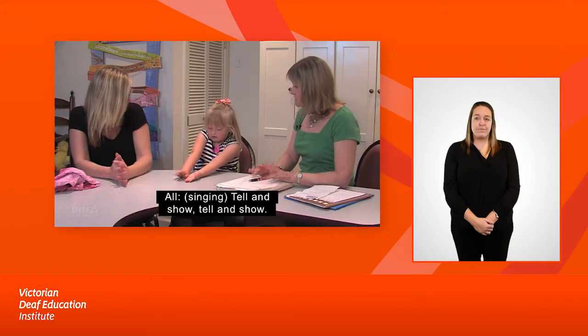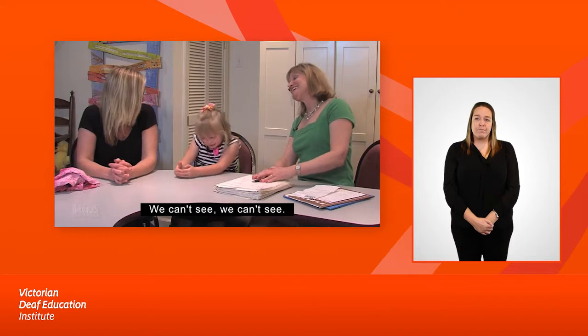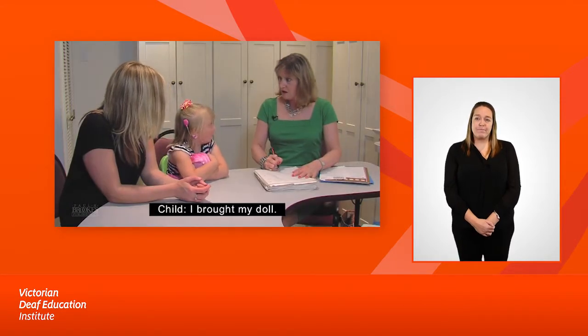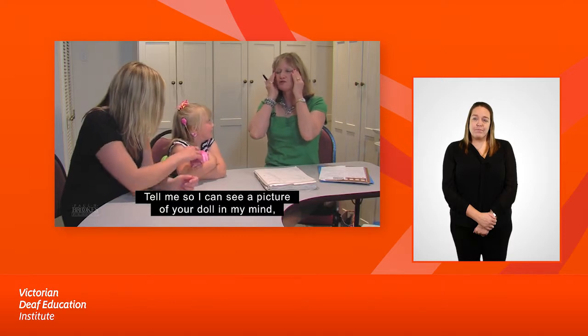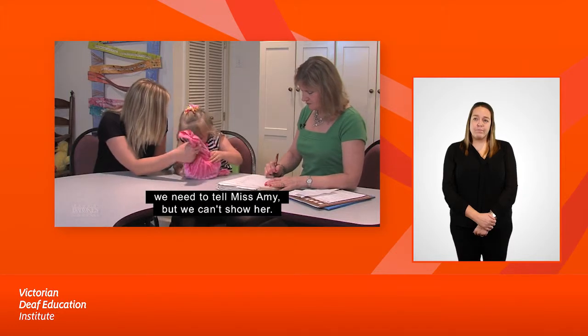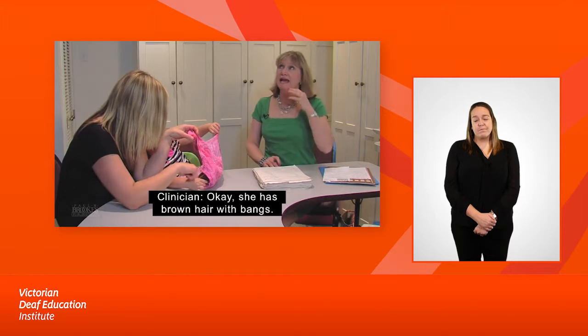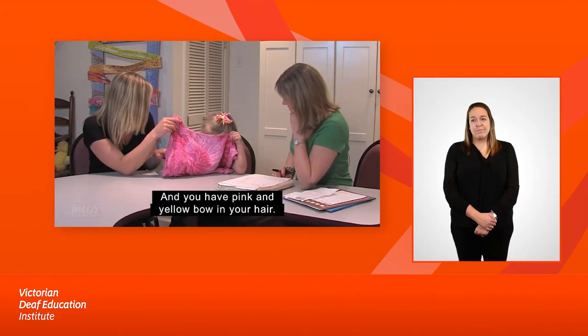Tell and show, we can't see. I brought my doll. There's a doll in there for tell and show? Can you tell me about your doll? Tell me so I can see a picture of your doll in my mind, because I can't look at it yet, right, Mom? That's a rule. Okay. Let's peek, and we'll pick something we need to tell Miss Amy, but we can't show her. Okay, she has brown hair with bangs. What's that? And the bow. She was wearing a bow in her hair like you? Is it like your bow, pink and yellow? Your favorite colors? No. It's orange.